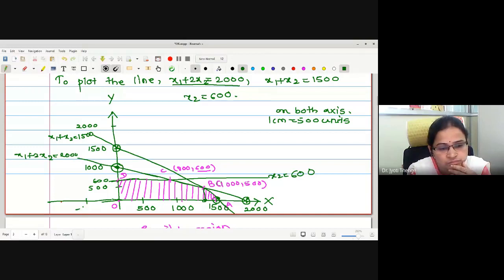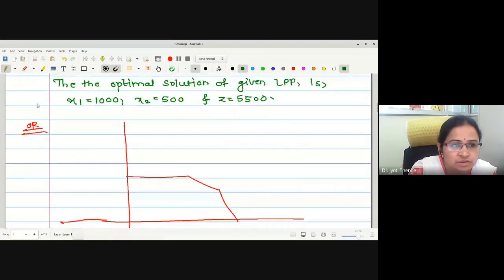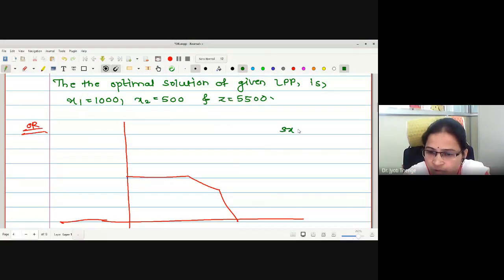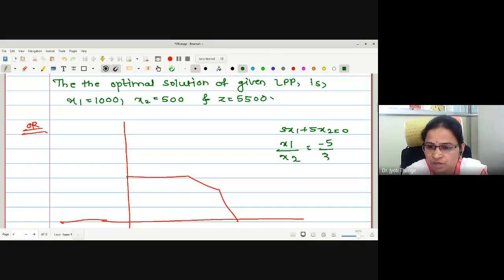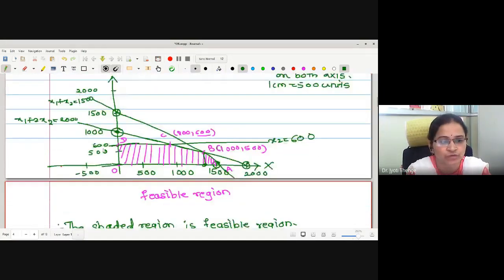3x1 plus 5x2 equal to 0 is the objective function line at z equal to 0. Therefore, it gives me x1 by x2 is equal to minus 5 by 3. Whenever the coordinate of x1 is minus 5, the corresponding coordinate of x2 is 3. As it is the ratio, for minus 500, the coordinate of x2 will be 300. For x1 equal to minus 500, x2 is 300, and this is z equal to 0. Therefore, one can draw the objective function line of z equal to 0 like this.